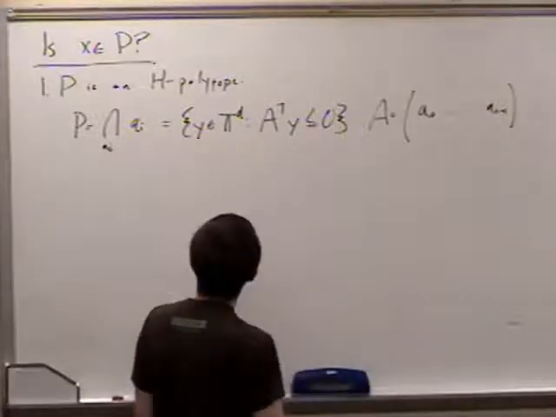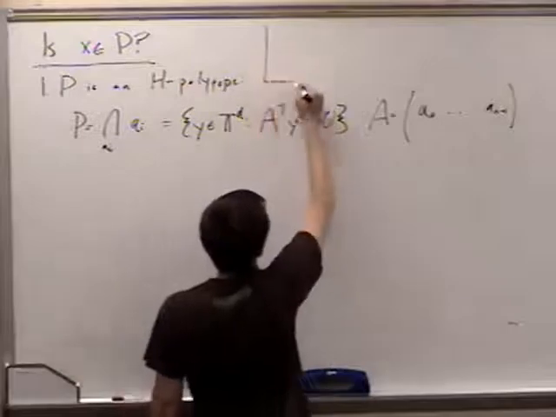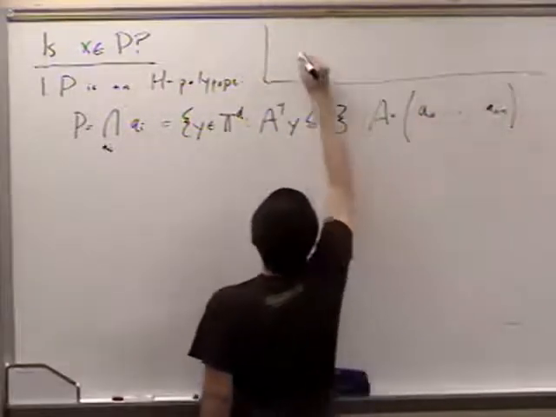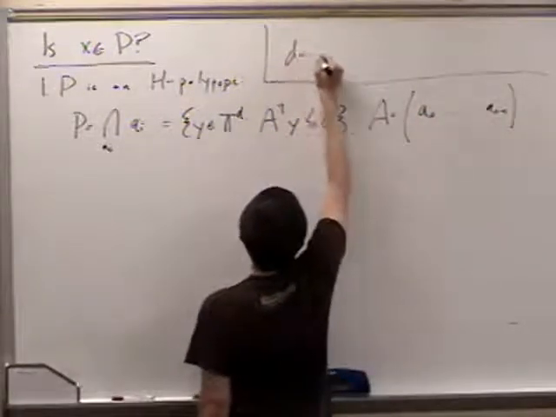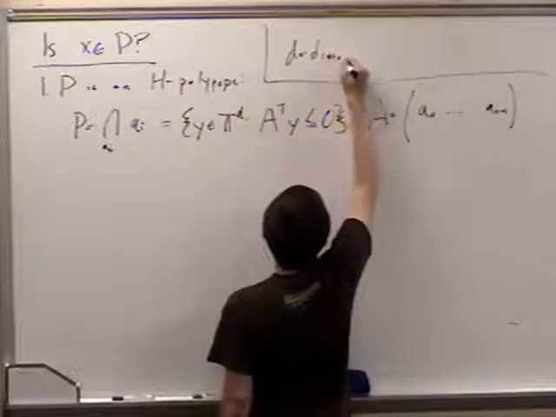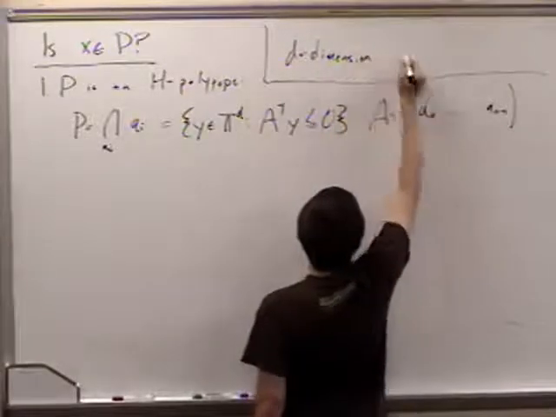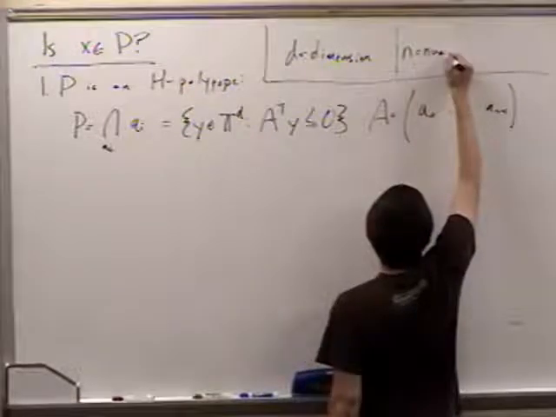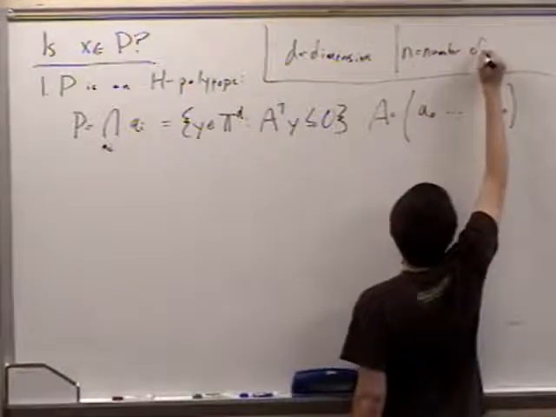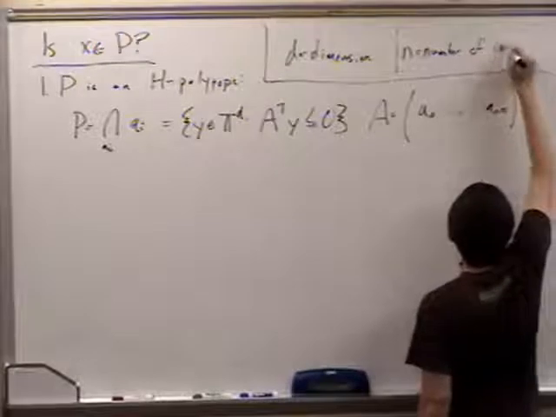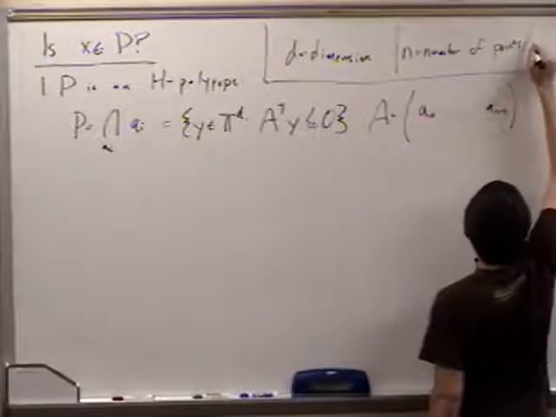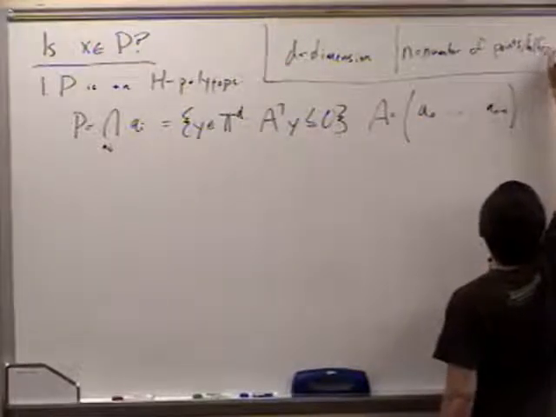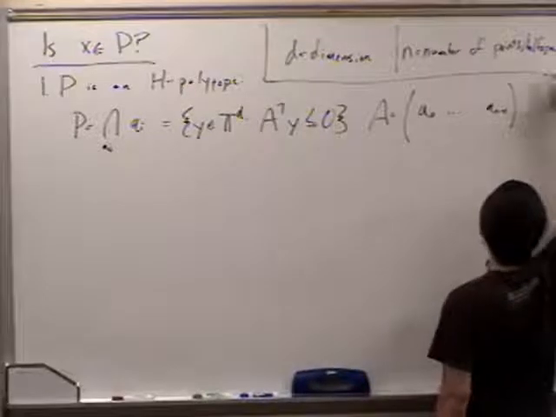And two bits of notation that we're going to keep with us here is we're going to say d equals dimension, and then n equals number of points slash half spaces, depending on the context. All right.